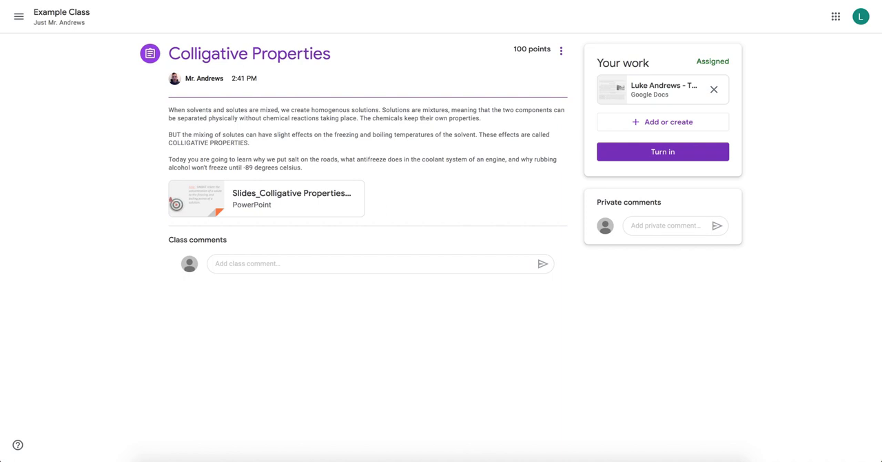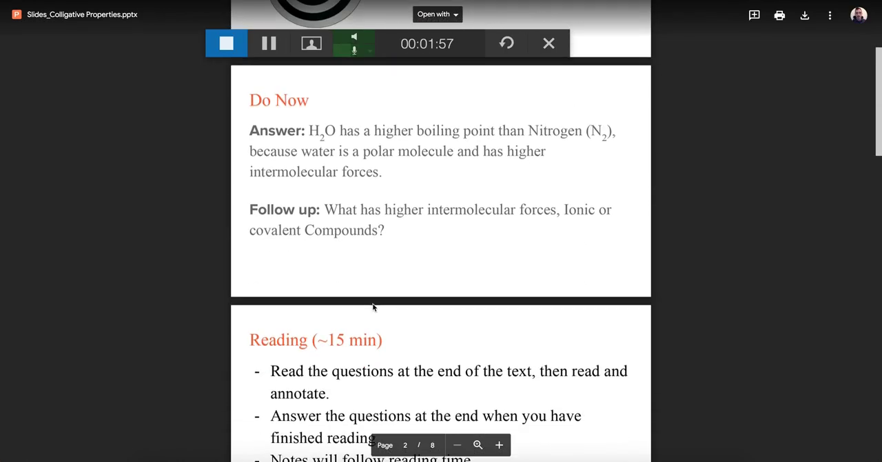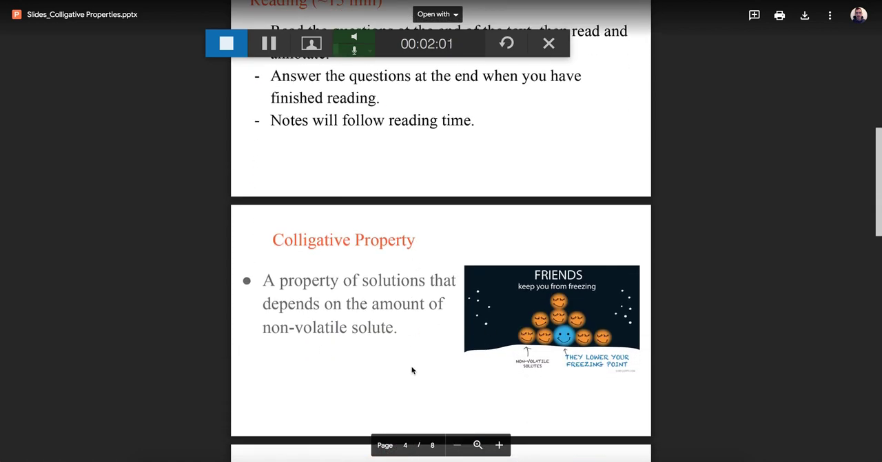But when we do put a solvent and a solute together to make a solution, that does have an effect on some of the properties of the solvent. The classic example of this is when we put salt on roads. So if we look at our slides, here's a little IA guide, directions for the reading, and then your notes.